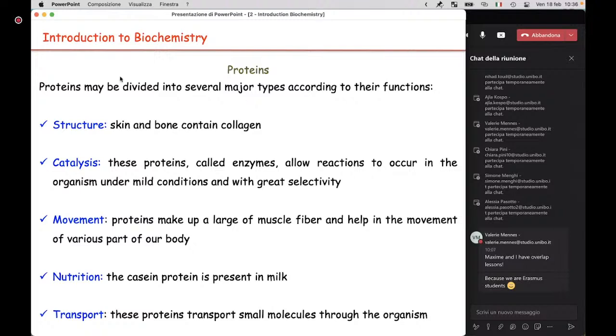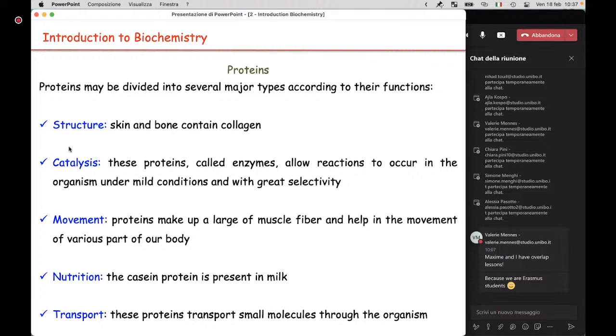Okay, so we have talked about the fact that it is the tertiary structure that produces the function. Which kind of function have proteins? A lot of different functions. One of the most important one is the structural function. For example, skin, bone, that are important for the body structure, contain a specific protein that is called collagen.